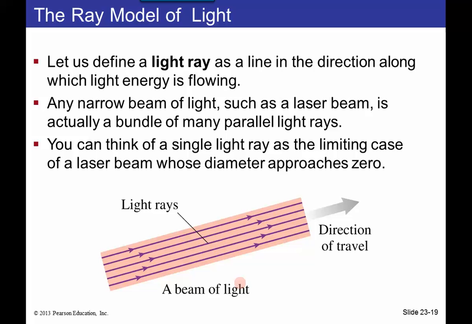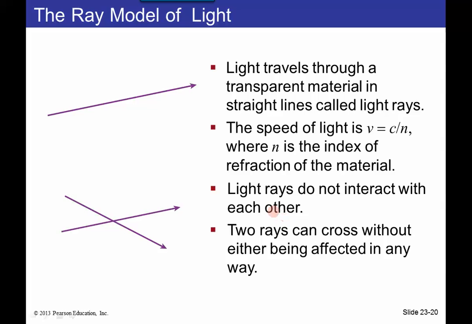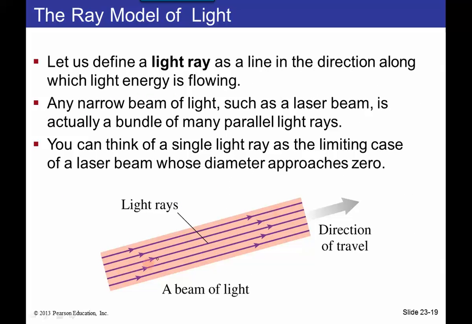Okay, so we are going to start studying the ray model of light. In this model, we're going to think that light travels, and when it travels, it just travels in rays like this one here. So we define a light ray as a line in the direction along which energy is flowing, in which light is traveling. We know there is a wave here traveling in this direction, but we are going to simplify that by thinking that it's just a ray.